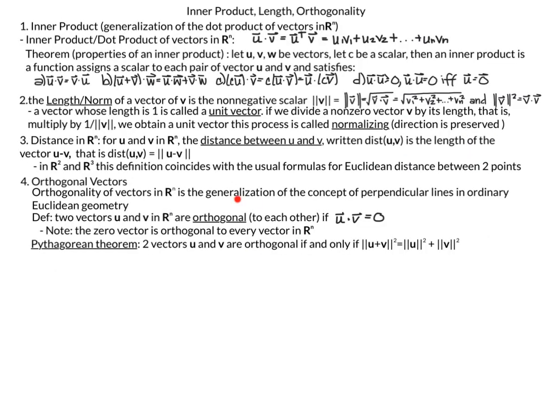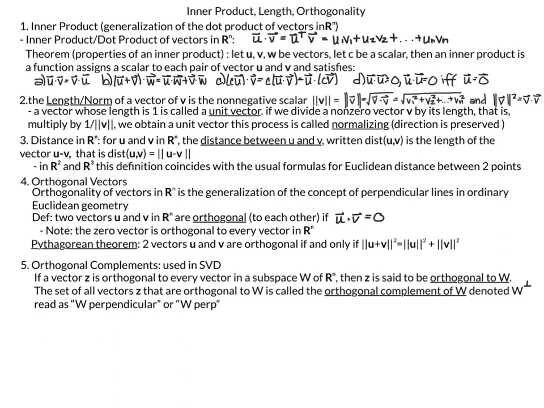Now we have a way of testing if two vectors are orthogonal. We take the dot product and see if it's equal to 0. We also have this Pythagorean theorem, so two vectors U and V are orthogonal if and only if the length of U plus V squared is equal to the length of U squared plus the length of V squared.